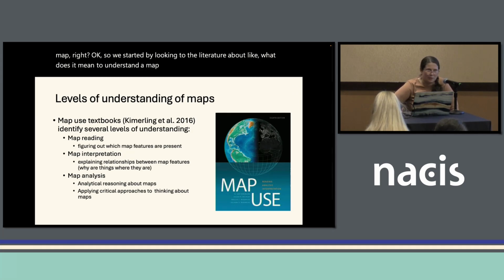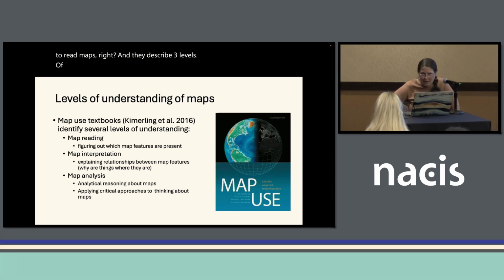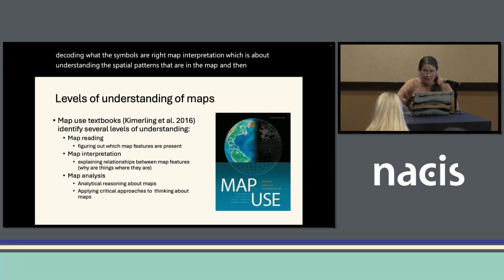This book is written by John Kimmerling, but Aileen Buckley, who's at this conference, is also involved in writing it. It's a textbook about how to learn to read maps, and they describe three levels of understanding. The first is map reading, which is basically just decoding what the symbols are. Then map interpretation, which is about understanding the spatial patterns in the map. And then map analysis, which is using that map to think about a problem analytically, and that would often involve bringing in some other ancillary information or perhaps applying critical approaches to map reading, et cetera.